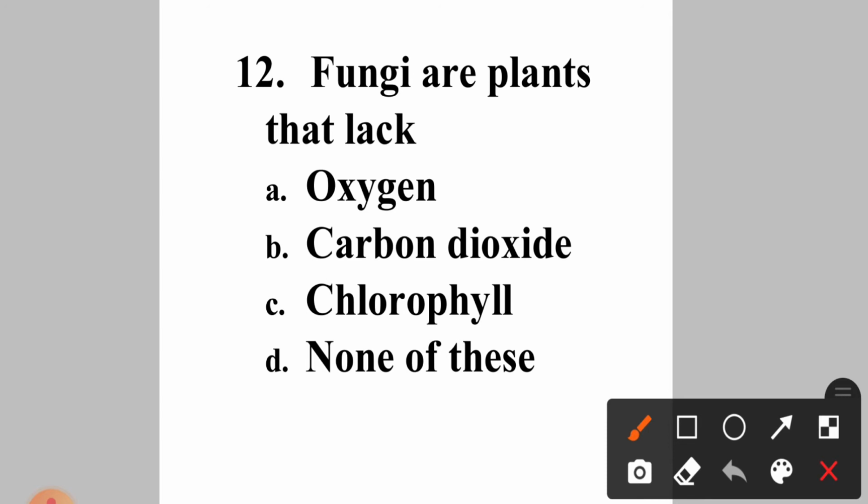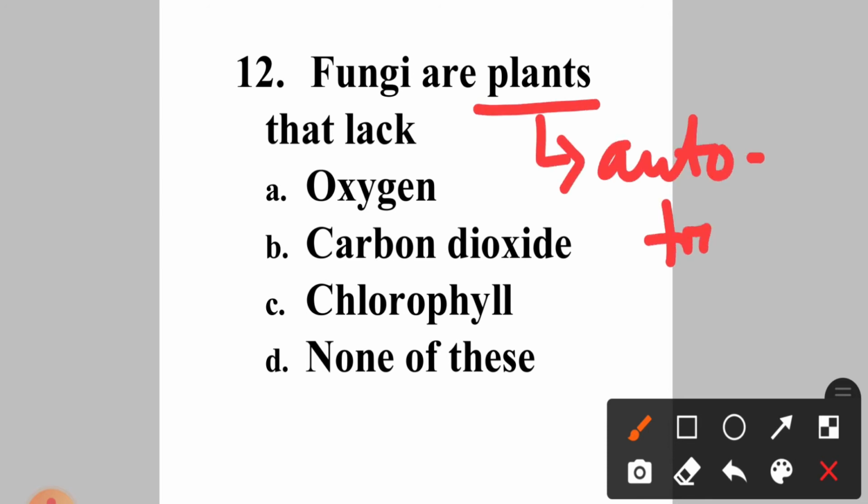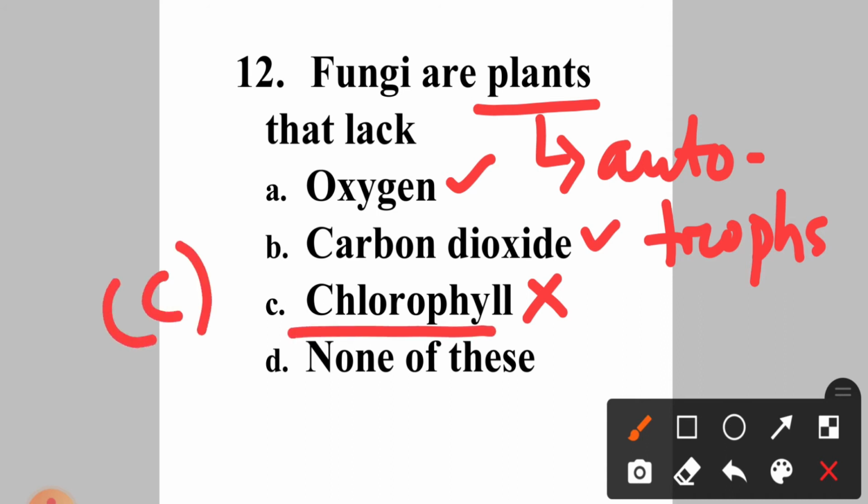Okay, we know that plants prepare their own food and are known as autotrophs, right? So with the help of photosynthesis, they make food in which they produce glucose from carbon dioxide and sunlight. And oxygen is released by plants, which is further used by humans and other animals. But fungi, they lack chlorophyll and do not engage in photosynthesis. So fungi are plants that lack chlorophyll. Answer will be option C.